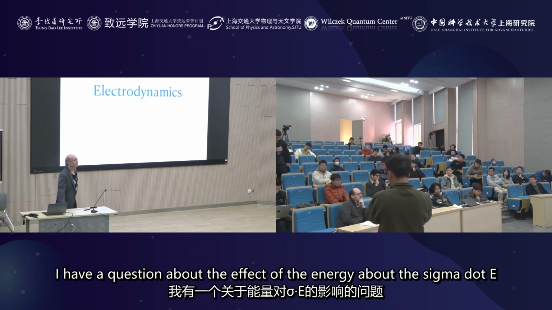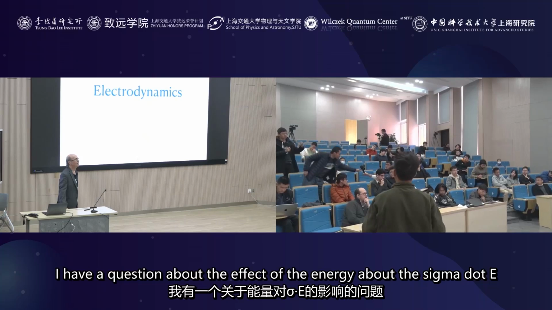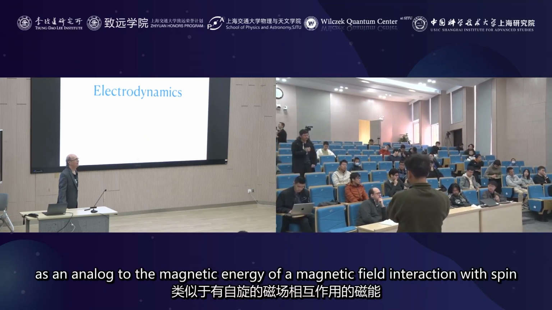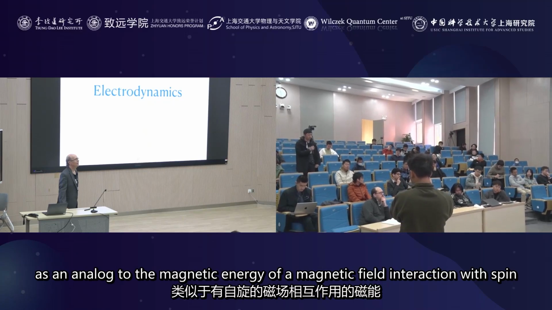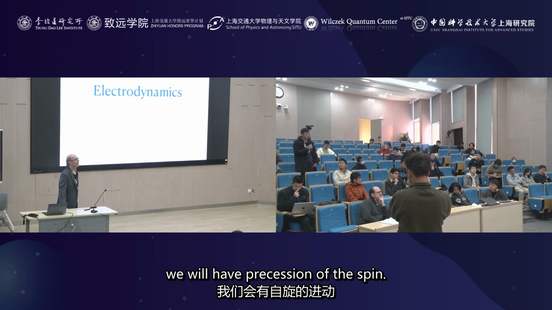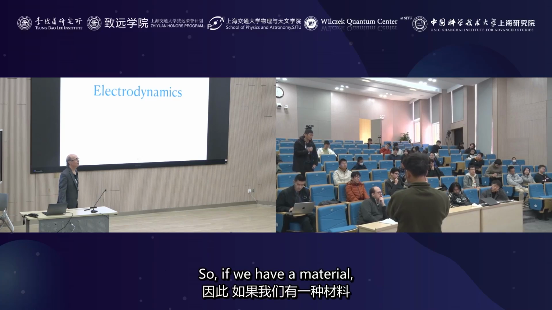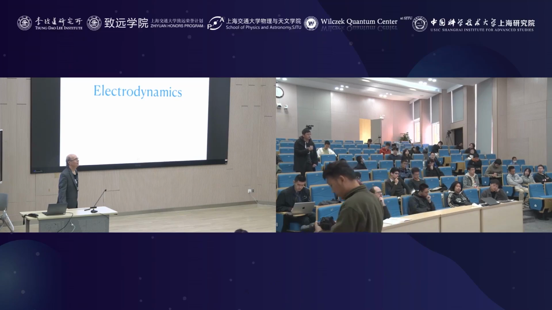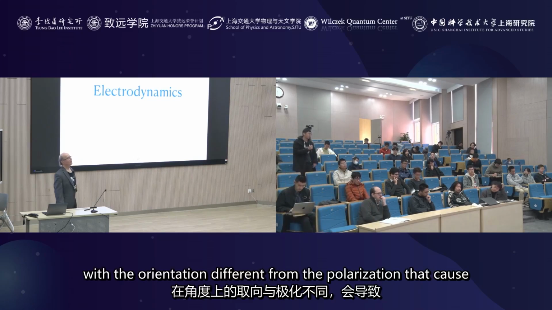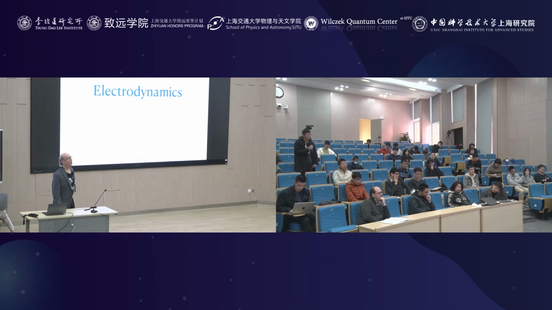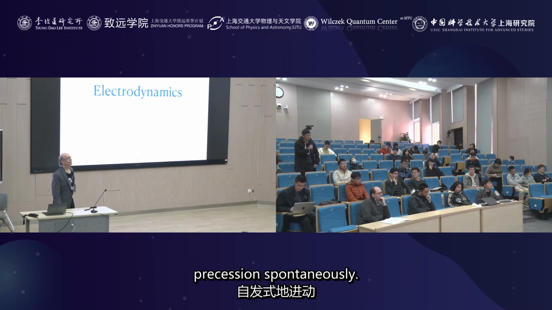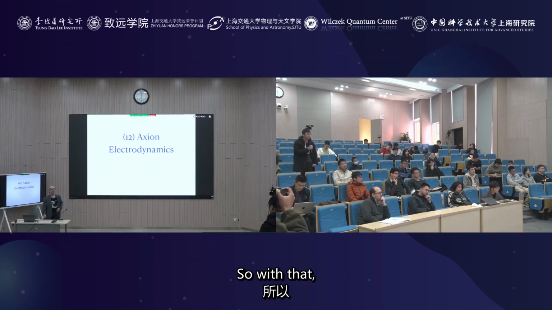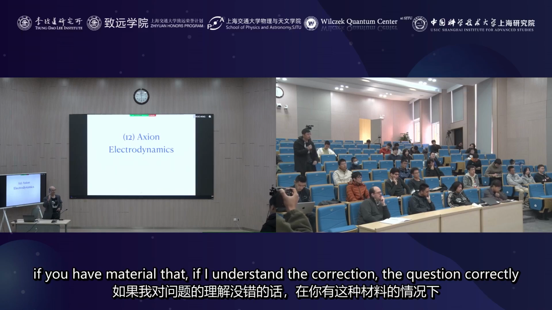Hello, Professor. I have a question about the effect of the energy, the sigma dot E. As an analog to the energy of a magnetic field interaction with spin, we will have precession of the spin. So if we have a material with spontaneous magnetization, but with an orientation different from the polarization, that causes precession spontaneously.